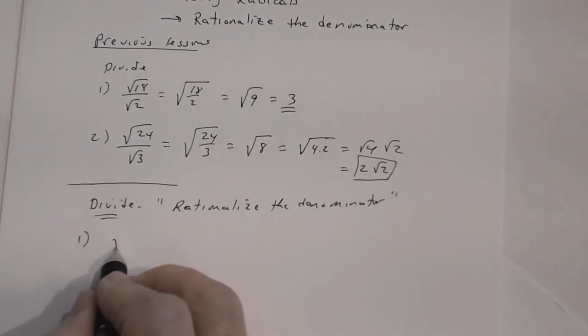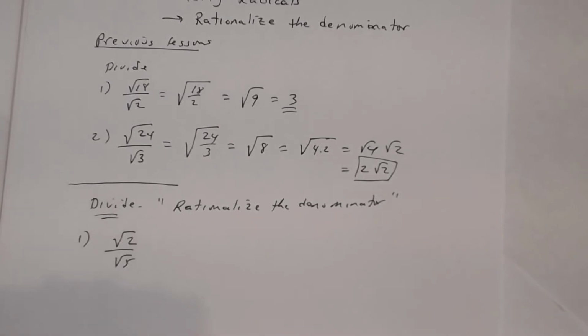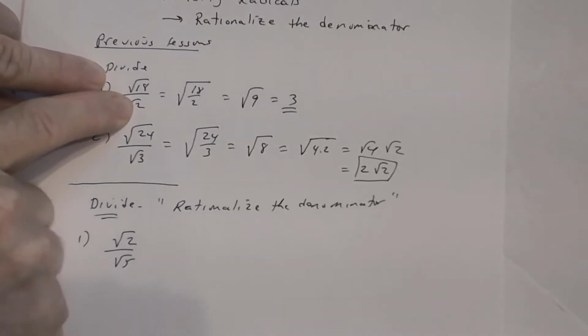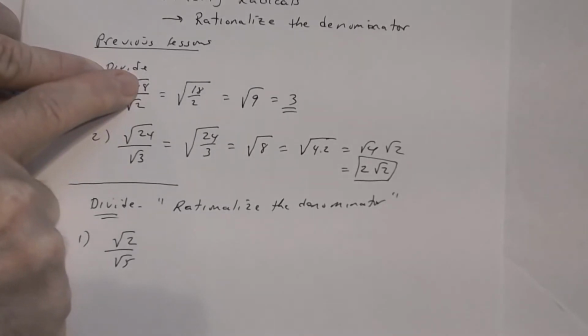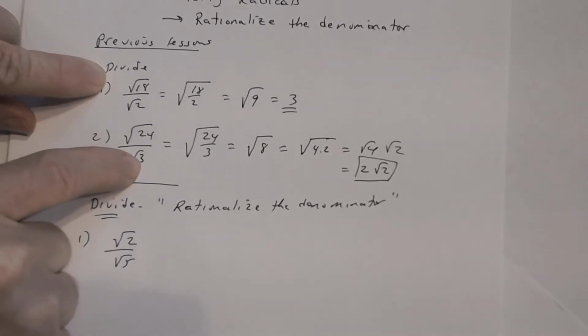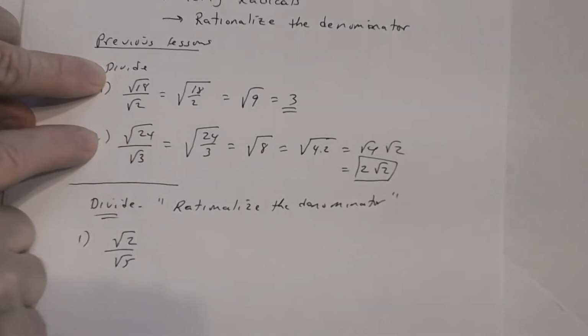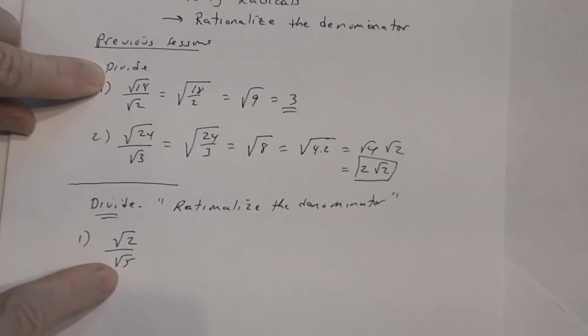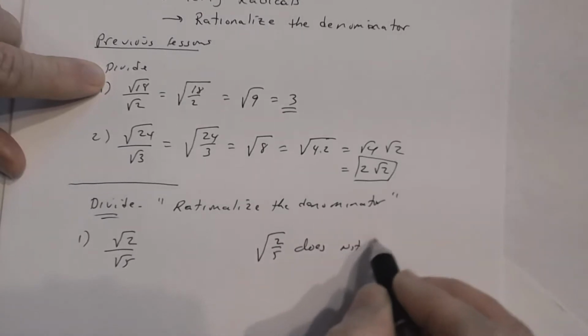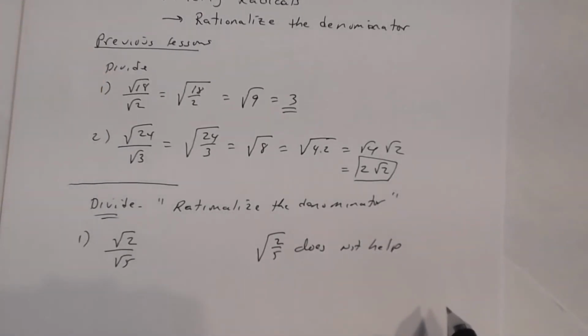Number one is the square root of 2 divided by the square root of 5. The difference between this number one and the earlier number one is that the radicand in the denominator, 2, could divide into the radicand in the numerator, and I got strictly 9. Same thing in the second example. But here, that's not the case. 5 does not go into 2 evenly. So writing this as the square root of 2 fifths does not help. Using the quotient rule does not help, but I still want to divide this.